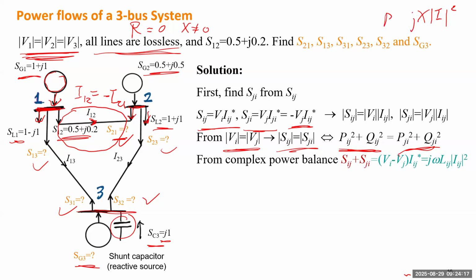So the complete formula is the impedance multiplied by the absolute current squared, right? But here the R is 0. So the total load will be this one. So, to continue, okay.